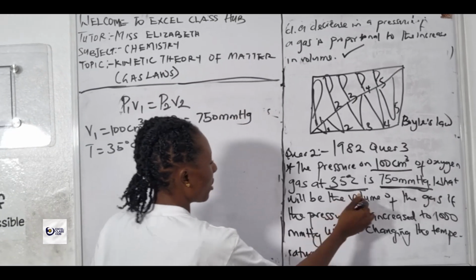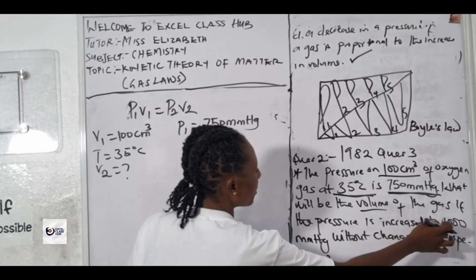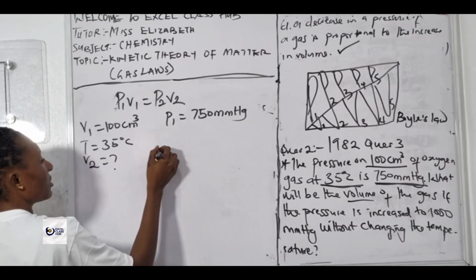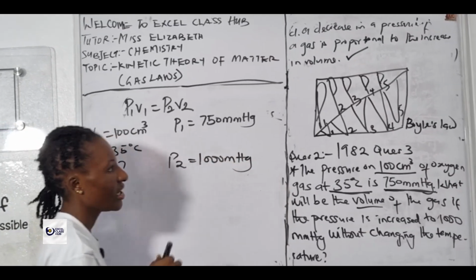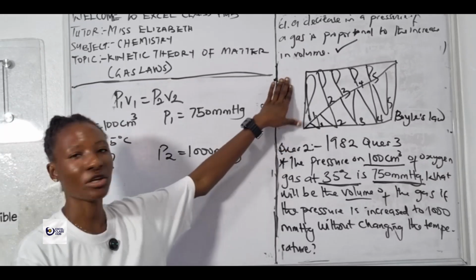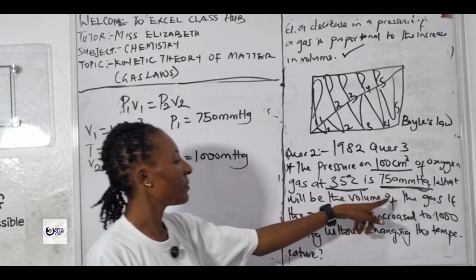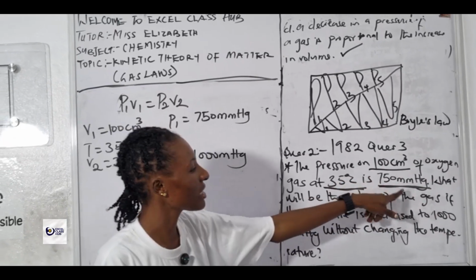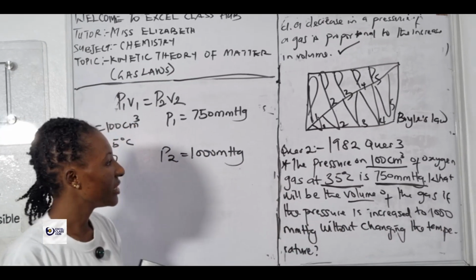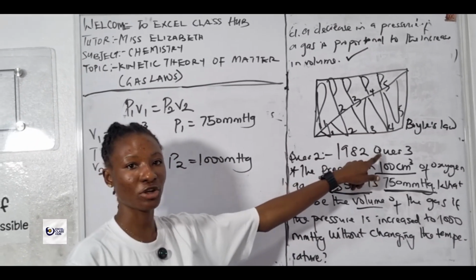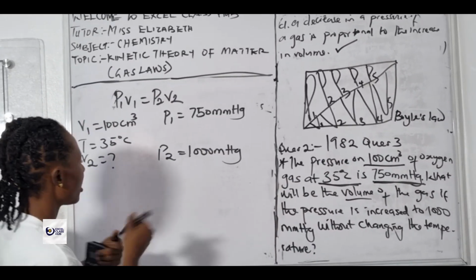What will be the volume? So you are looking for the volume, V2. V2 is not given. If the pressure is increased to 1000 millimeter mercury, P2 is equal to 1000 millimeter mercury. To confirm if your answer is correct, from this illustration that says the higher the pressure, the lower the volume, it means that if the pressure was increased from 750 to 1000 millimeter mercury, definitely the volume will reduce from 100 centimeter cube to a lower value, probably 75 centimeter cube. But let's give it a try first.